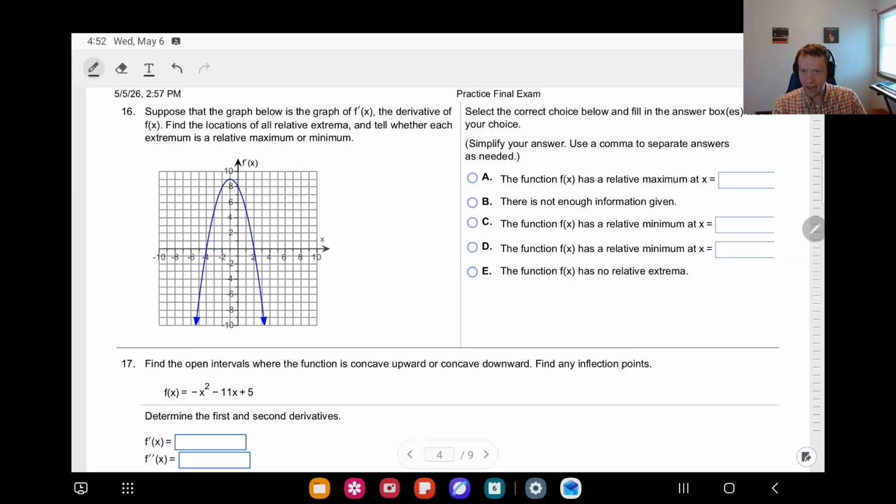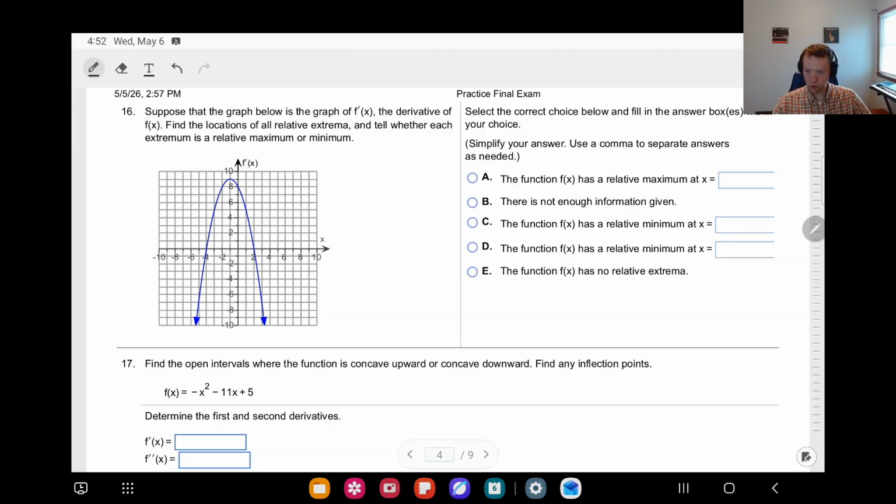Well, how did we classify relative maximums, relative minimums? We did that by finding critical points and then using either the first derivative test or the second derivative test. And spoiler, we'll want first here because that's what we have. We have the first derivative. Okay, so I want to find the critical points and then classify them by the first derivative test.